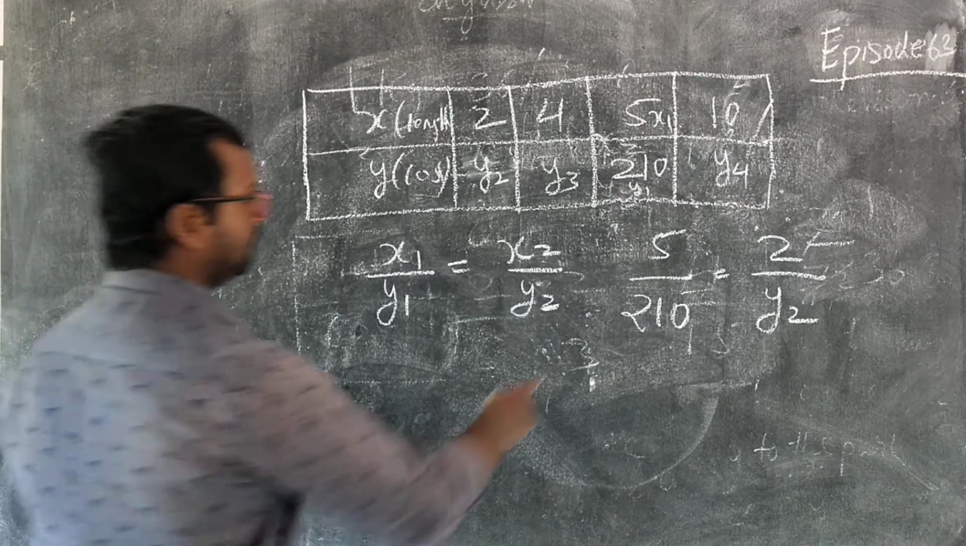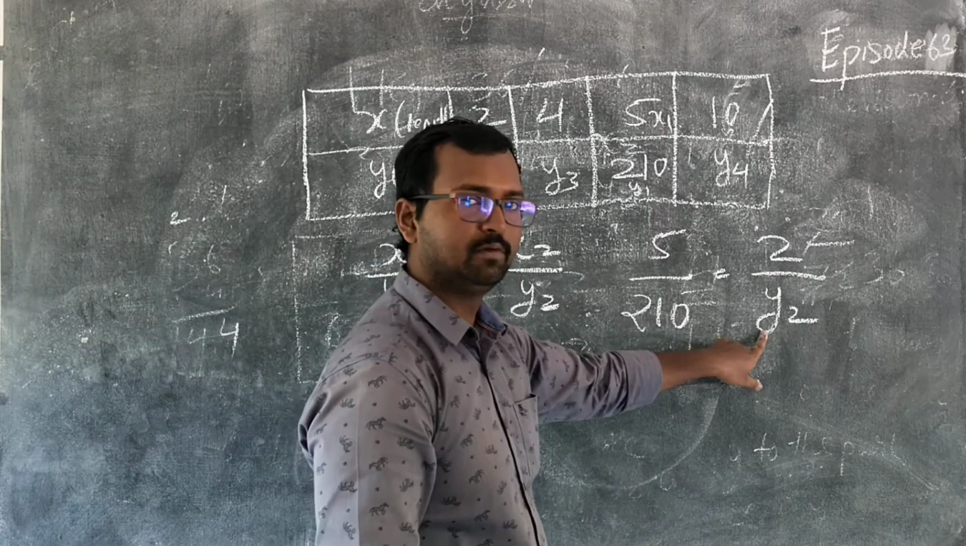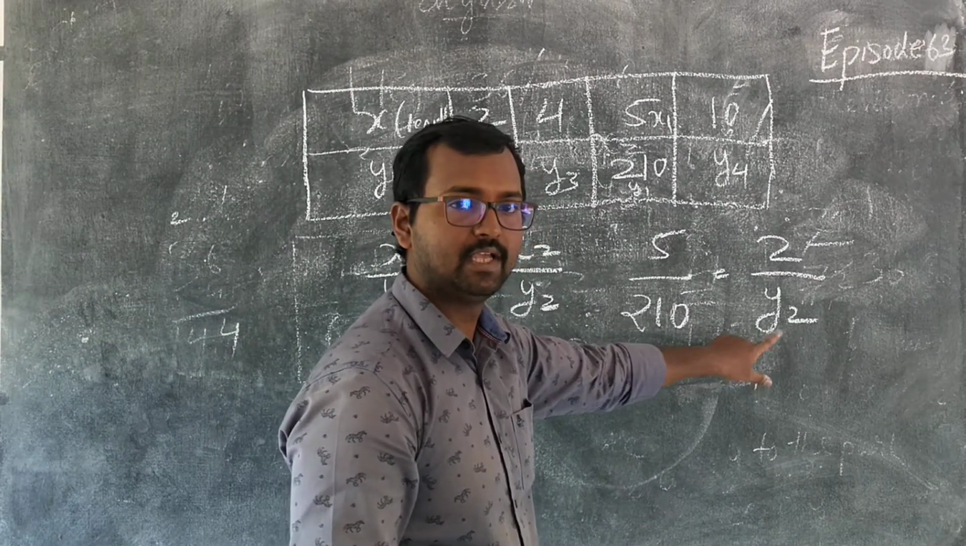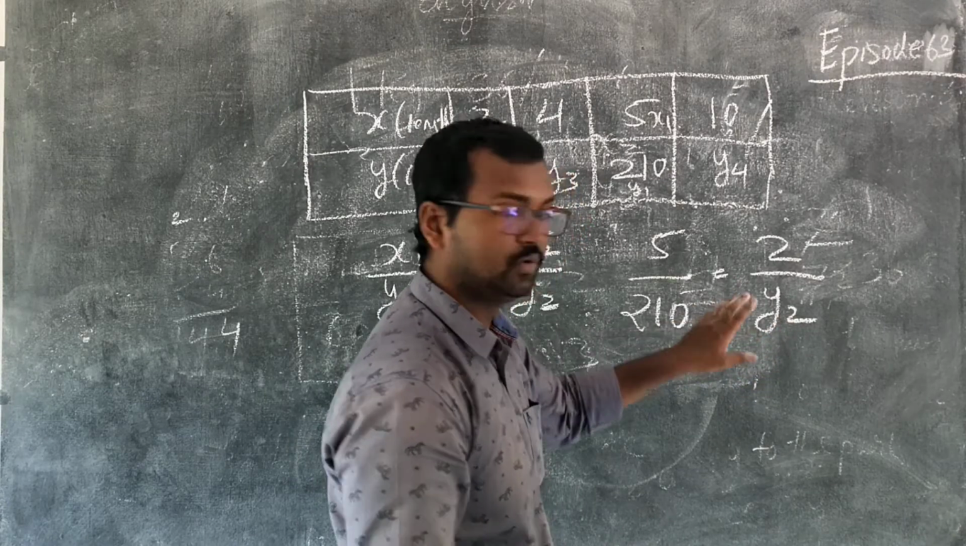So see, 5 by 210 is equal to 2 by y2. Now here we want the value of y2, but y2 is in the denominator. We have to bring it to the numerator. How to do it? What I am going to do is I am going to do cross multiplication.